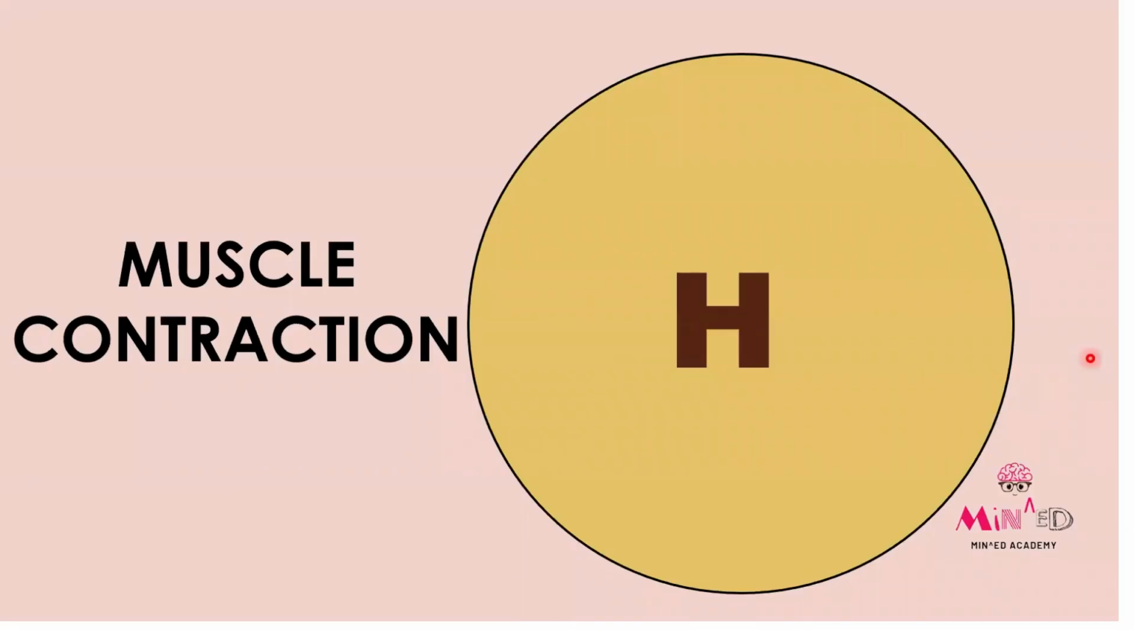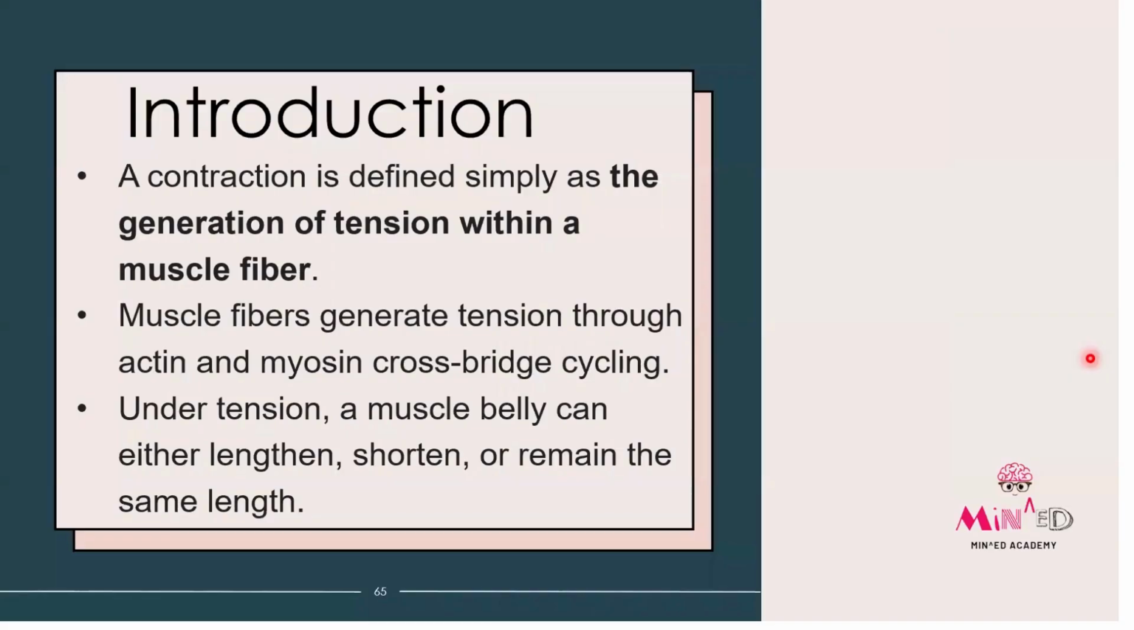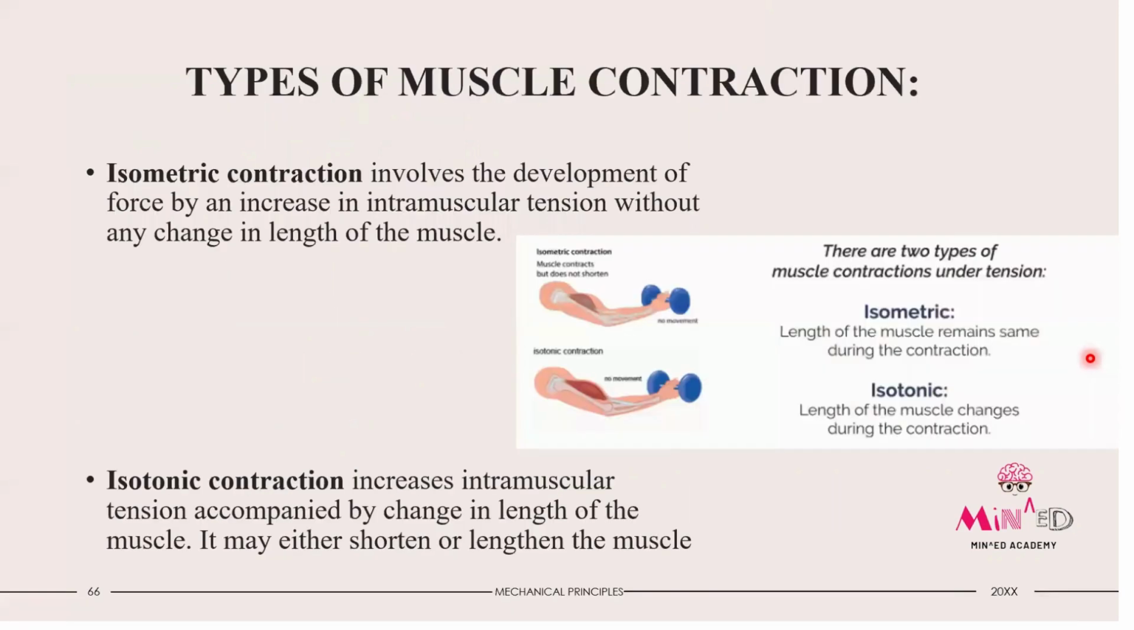Next, we'll go to muscle contraction. Now, a contraction is defined simply as the generation of tension within a muscle fiber. If tension is generated in the muscle fiber, the muscle will contract. Muscle fibers generate tension through actin myosin cross bridge cycling, which we might have already read. Under tension, what happens? A muscle belly can either lengthen, shorten, or remain the same length.